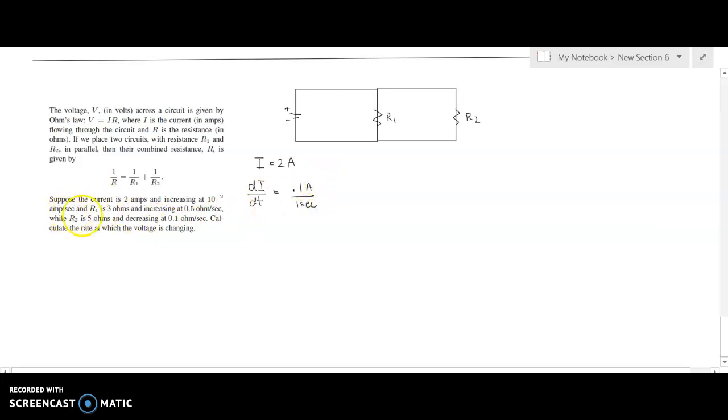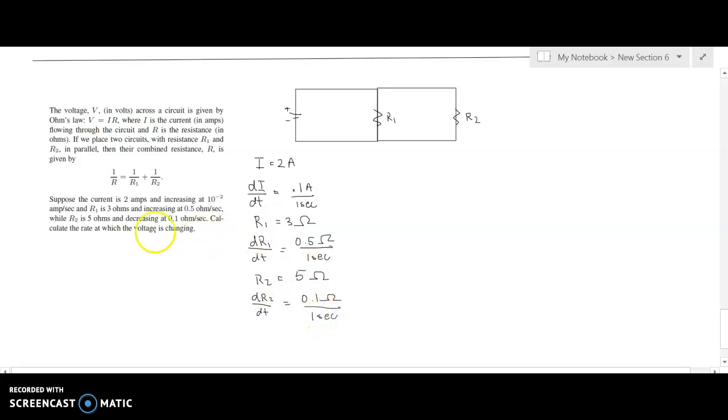We also know that R1 is 3 ohms, and here's the symbol for ohms. R1 is increasing at 0.5 ohms per second, so dR1/dt equals 0.5 ohms per second. We also know that R2 is 5 ohms, and it is increasing at a rate of 0.1 ohms per second.